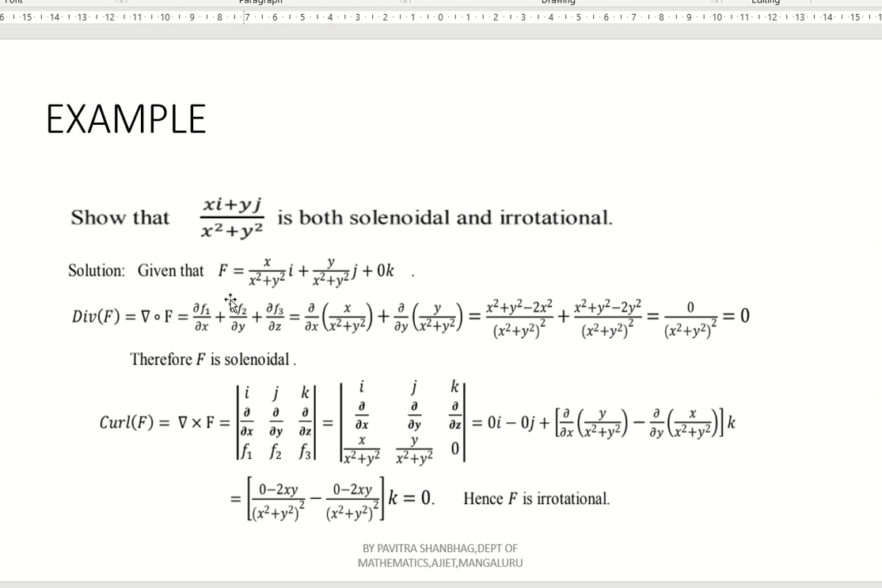So what will we get here? ∂/∂x of the first term, because for the dot product we have to multiply the coefficient of i with the coefficient of i only. Similarly, the coefficient of j with the coefficient of j, and the coefficient of k with the coefficient of k. So what will we get? ∂/∂x of x/(x² + y²) plus ∂/∂y of y/(x² + y²) and ∂/∂z of 0.